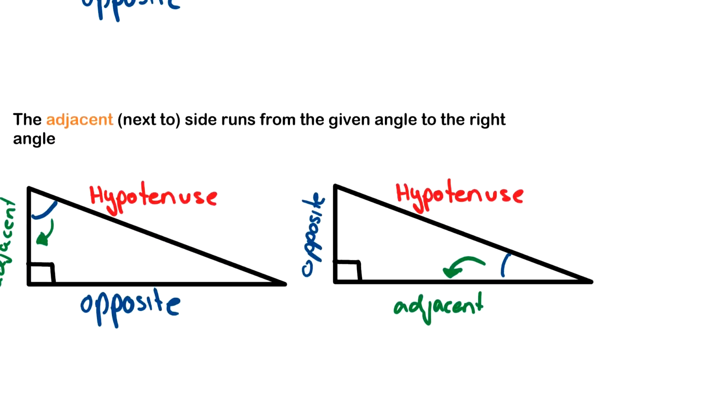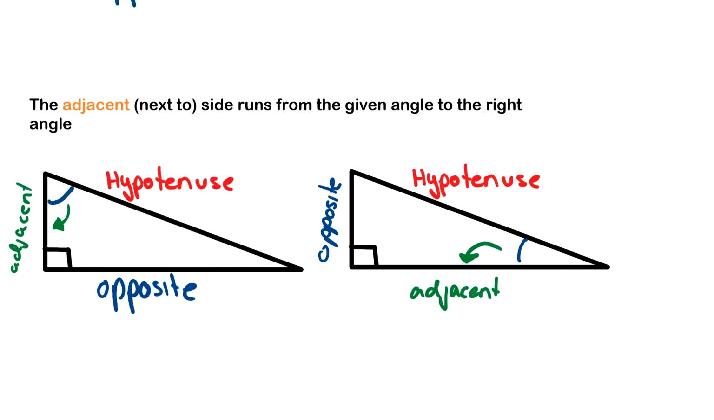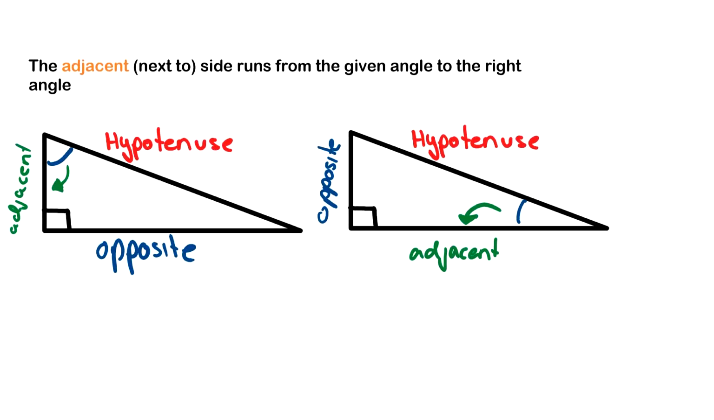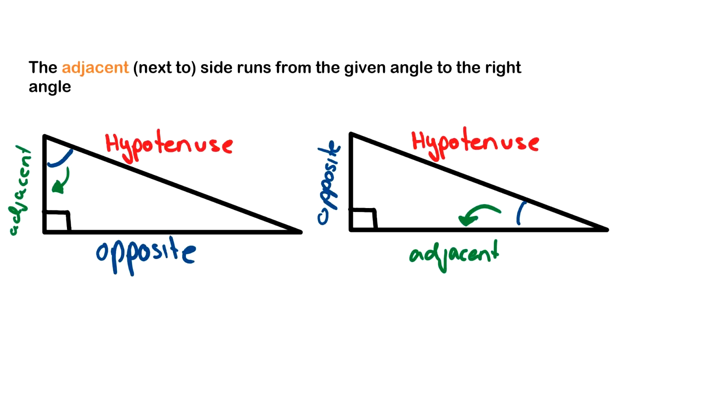Now the other side we like to call the adjacent side. The adjacent side, or next to side, runs from the given angle to the right angle. So if we're looking at the left triangle, here again is our given angle. We're looking at the side between that angle and the right angle. I like to draw a curved arrow there. So that is what we call the adjacent. It's also the side next to that angle.